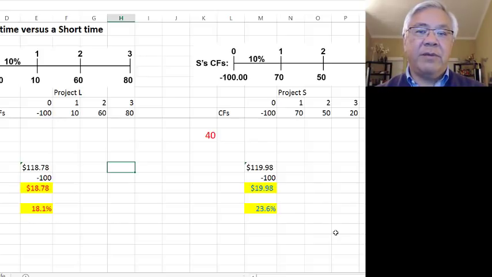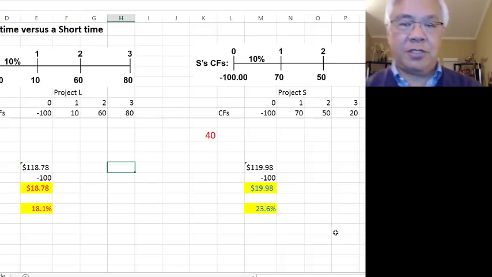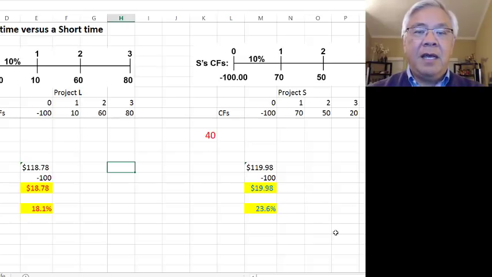So let's pause for a moment and just critique or reflect on what we just saw. Let's say you were in charge of presenting to some non-finance people. And the question is, which one should we fund? Should we fund L or S? Here are two different approaches, one using NPV and one using IRR. And you tell me which one's easier to understand. All right, let's start with the first one.